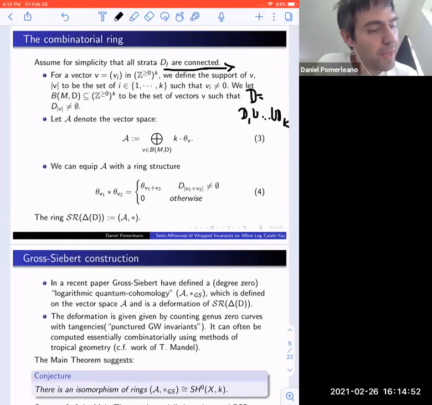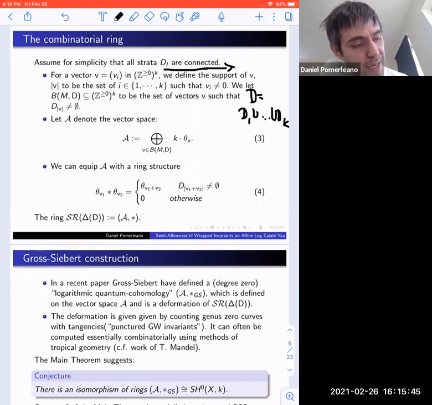If you have a vector like this, you define the support of v to be the set of i such that v_i is not equal to 0. And we let the set of admissible vectors, B(D), be those k-tuples such that the corresponding divisor stratum is non-empty. So v is admissible if, for the entries where v is non-zero, the corresponding divisor stratum is non-empty. Then we let A be the vector space freely generated by all these admissible vectors.